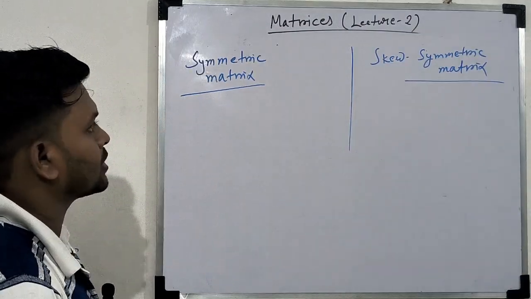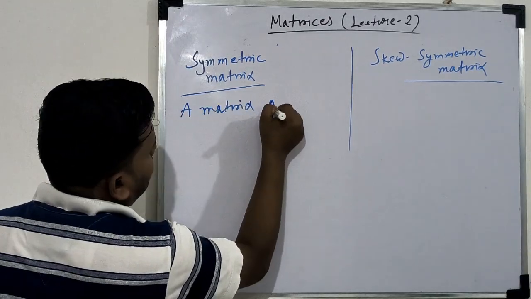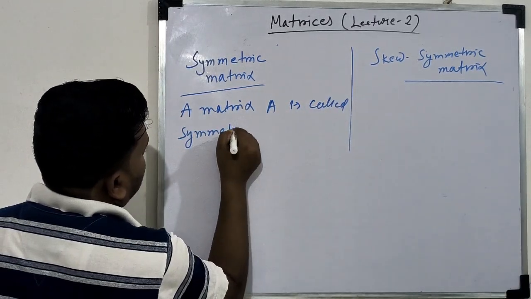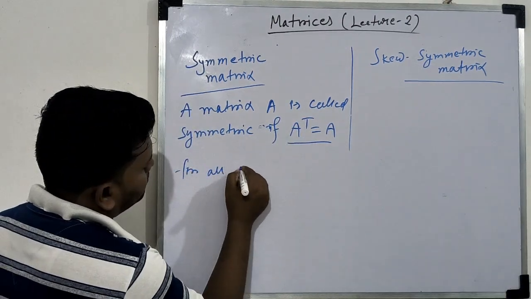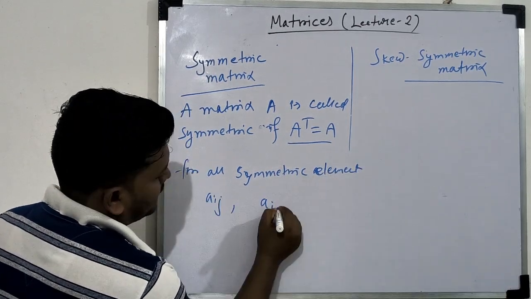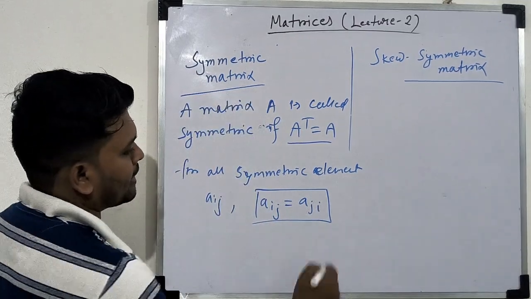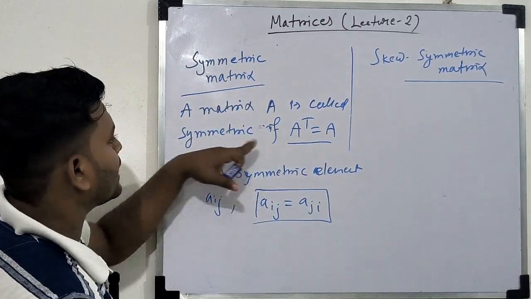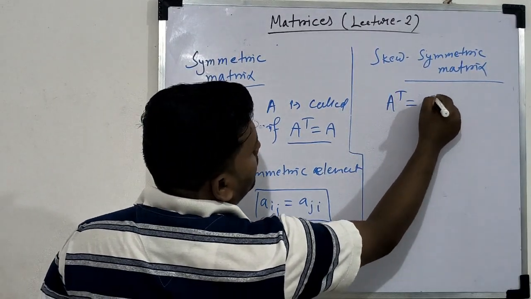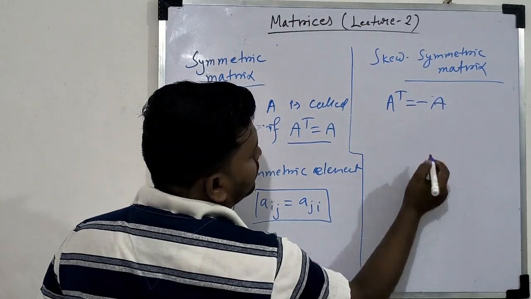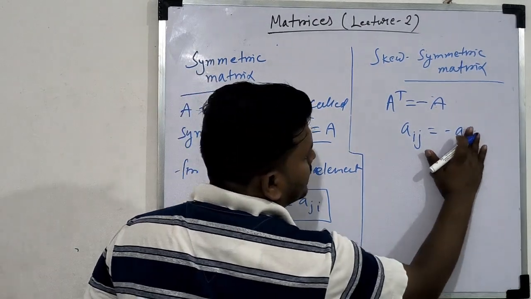At the last of this lecture, we will discuss the symmetric matrix and the skew symmetric matrix. A matrix A is called symmetric if A transpose equals A, that is, for all elements Aij equal to Aji; this is satisfied for a symmetric matrix. Whenever A transpose equals A, we call A a symmetric matrix. And a skew symmetric matrix is one where A transpose equals minus A. So for this, Aij equals minus Aji.